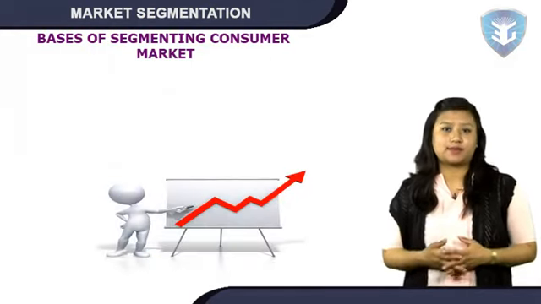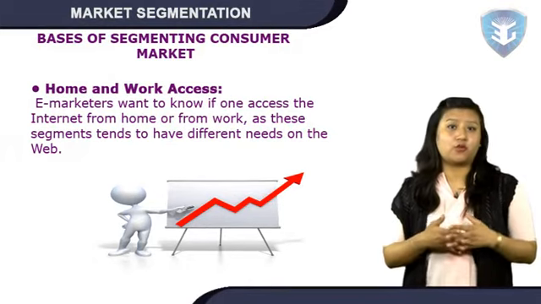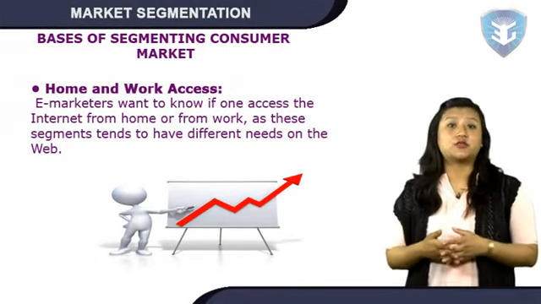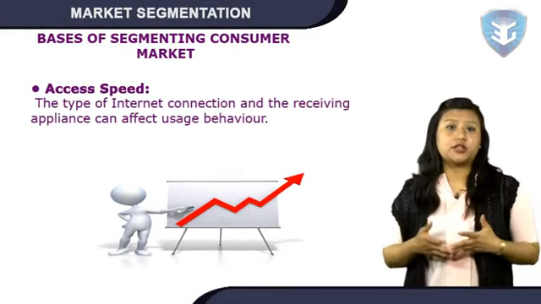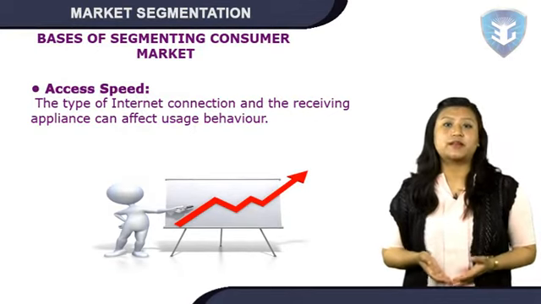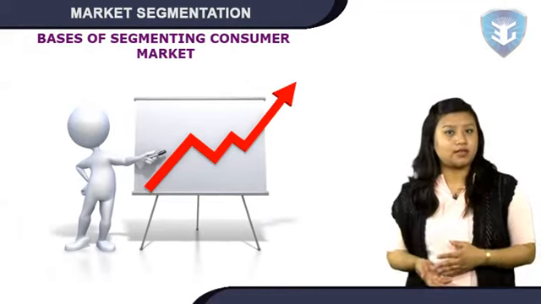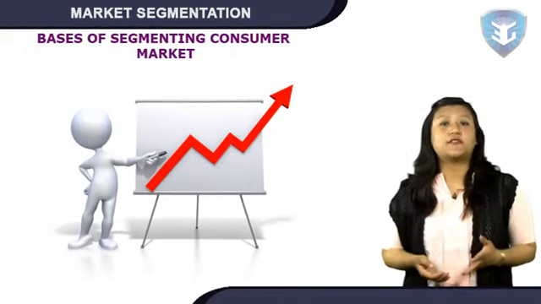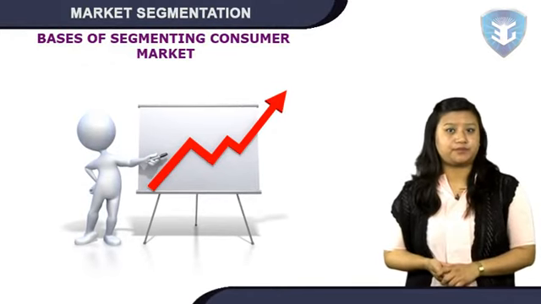Home and work access: e-marketers want to know if one accesses the internet from home or from work, as these segments tend to have different needs on the web. Access speed: the type of internet connection and the receiving appliance can affect usage behavior. Broadband connections create the ability to receive larger data files with more multimedia content. The PDA and cell phone users might tend to stay away from sites with high multimedia programming.